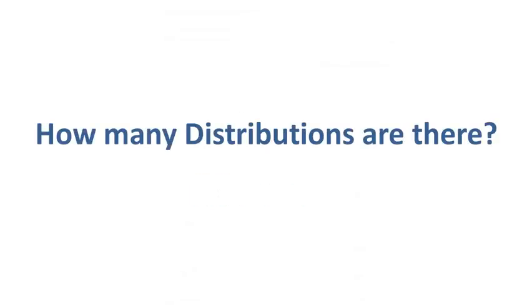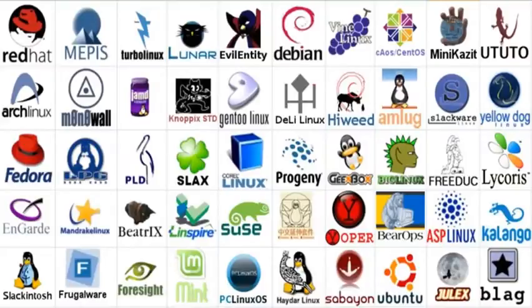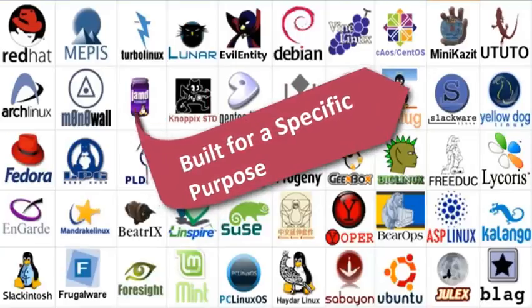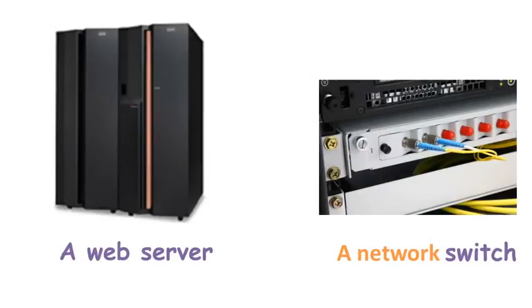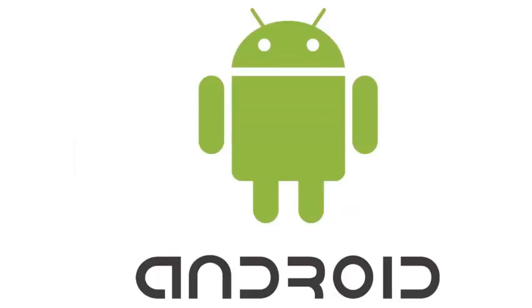So how many distributions are out there? There are hundreds of Linux operating systems or distributions available these days. Many of them are designed with a specific purpose in mind, for example, to run a web server or to run network switches like routers or modems. The latest example of one of the most popular smartphone-based Linux distributions is Android.